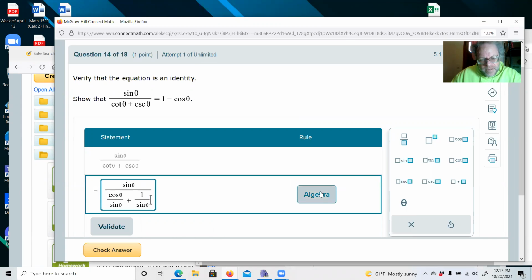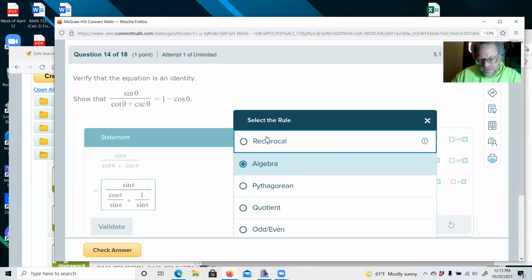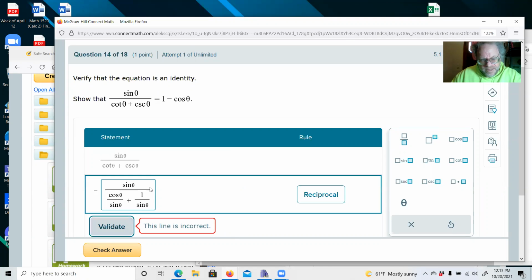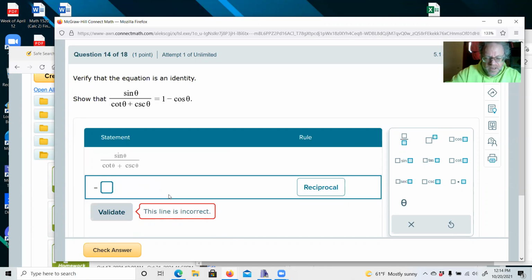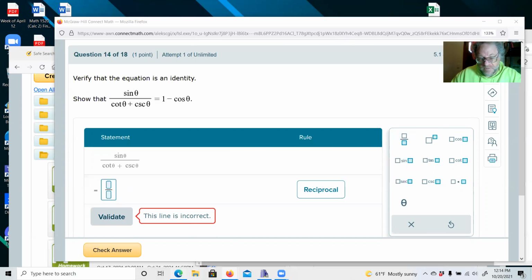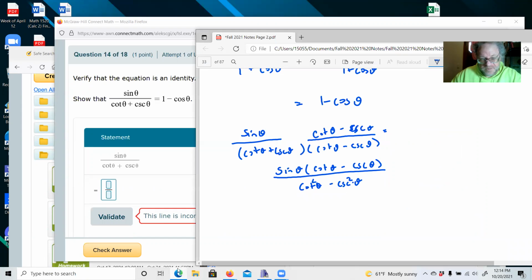Okay. And instead of an algebra step, let's make it a reciprocal step. Nah, I still don't like it. Okay, so I don't know what I'm going to do after this.